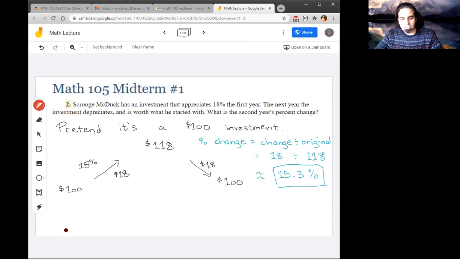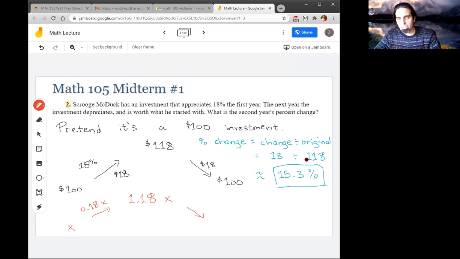So let's just say this is X. And it goes up. And now we're at 1.18 times X, right? And then it goes down. Our division here is, oh, and what was the amount it goes up by? That's the 0.18 times X, right?